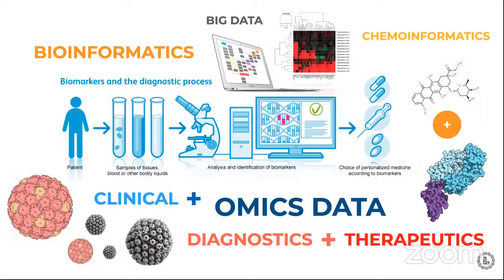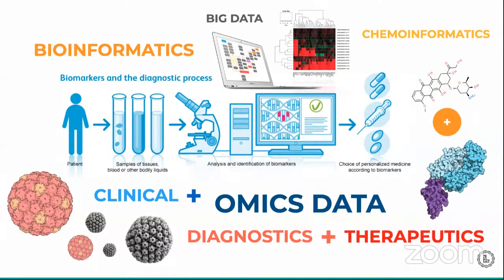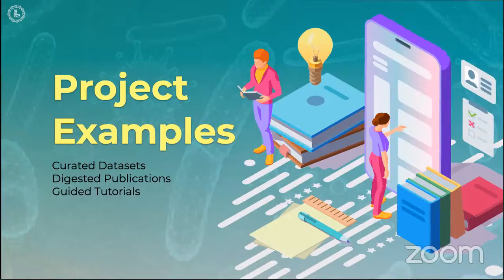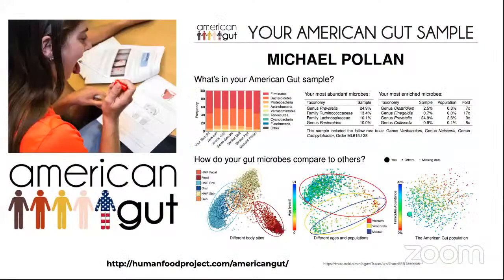Let me briefly mention a few project examples that we're going to be using. We have prepared a number of curated data sets, publications that have been digested and turned into tutorials, and we will discuss these at different stages of the program. So one of those, I mentioned already, the Human Microbiome Project. One of those, a part of that Human Microbiome Project, is called the American Gut Project. It's a citizen science project where we will learn how to take that data and generate a report, just like what you see right here.